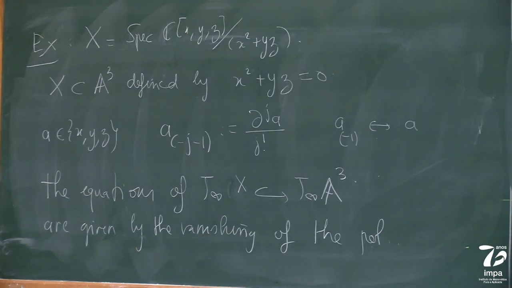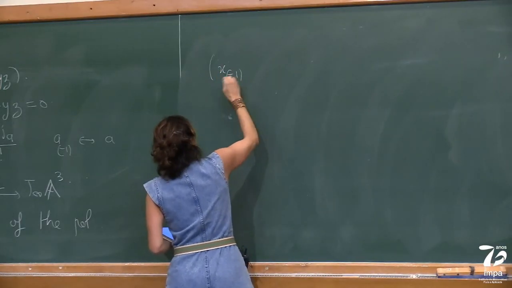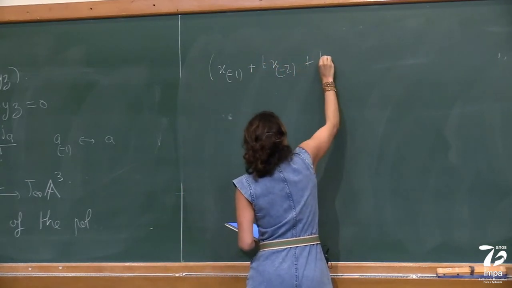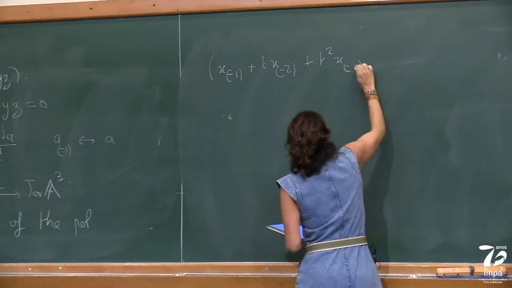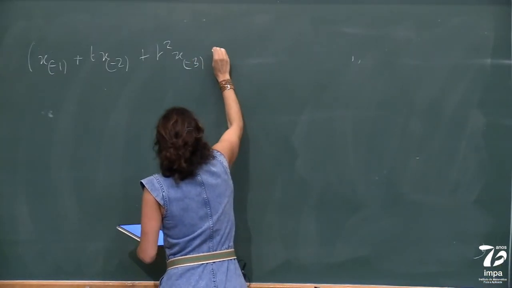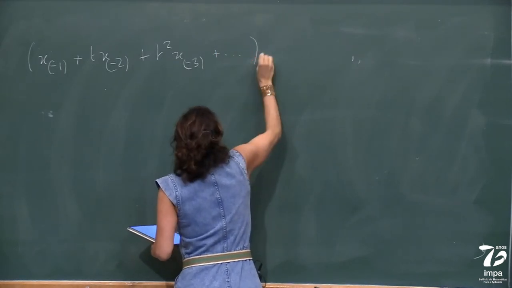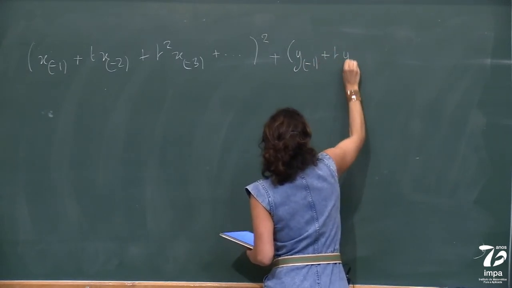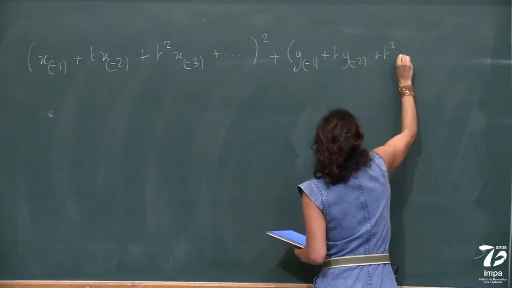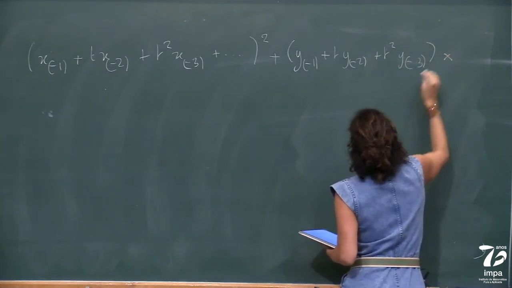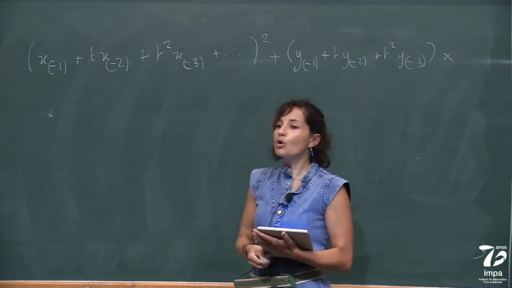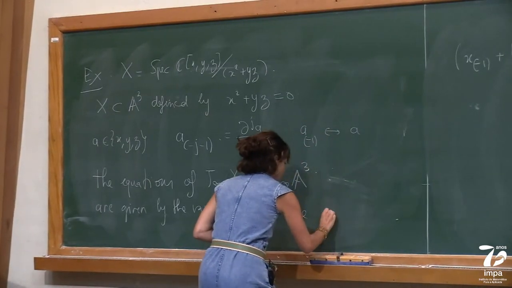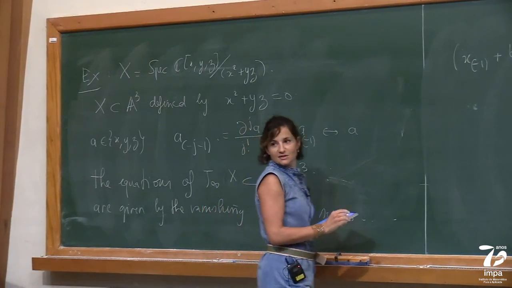So I can write like this. I write x minus 1. So this corresponds to x plus t x minus 2 plus t2 x minus 3, etc. Square plus power series. Yeah, sorry.